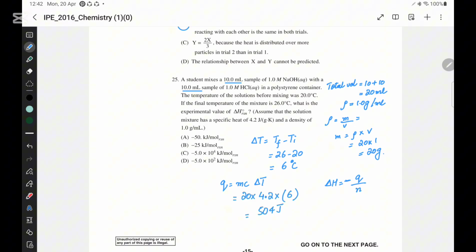Enthalpy is equal to Q by n, and it is going to be negative. Why? The temperature is increased, so the reaction is exothermic. So heat released by the reaction is equal to heat gained by the solution. And enthalpy is basically in kilojoules per mole, so we have to first convert this 504 into kilojoules. That is divided by 1000, so it comes out to be 0.504 kilojoules, divided by the number of moles.